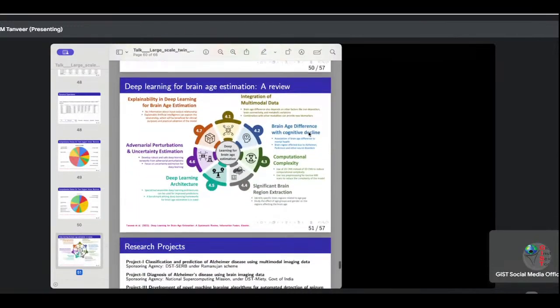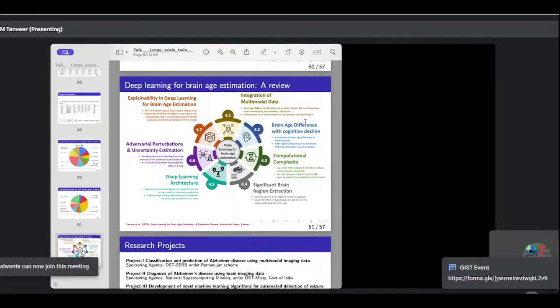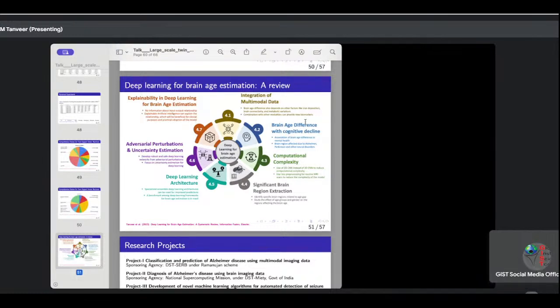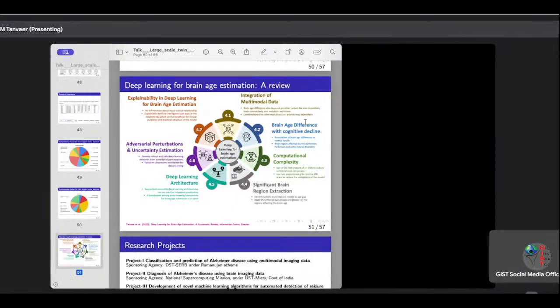And I'd like to just highlight one more work, that is deep learning for brain age estimation. If you are interested to work on it, brain age is also one of the most important issues. Suppose our age is 30, but our brain age is 50, and we are not aware. Okay, so we need to know. So this paper could be helpful to understand what the future issues are in this direction.